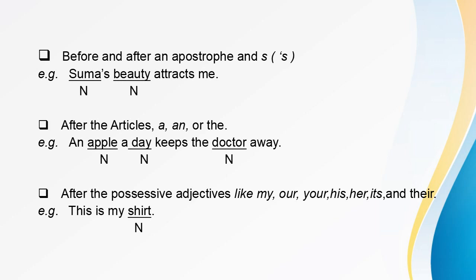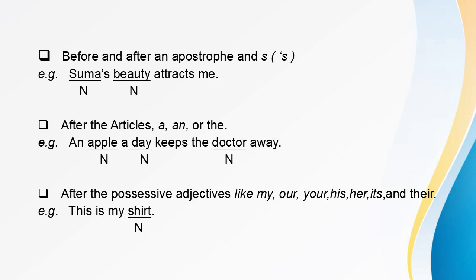My dear students, now let us go for the fourth rule of identification of a noun in a sentence. After the articles a, an, or the. A and an are called indefinite articles, whereas the is called definite article. Now see the example. An apple a day keeps the doctor away.